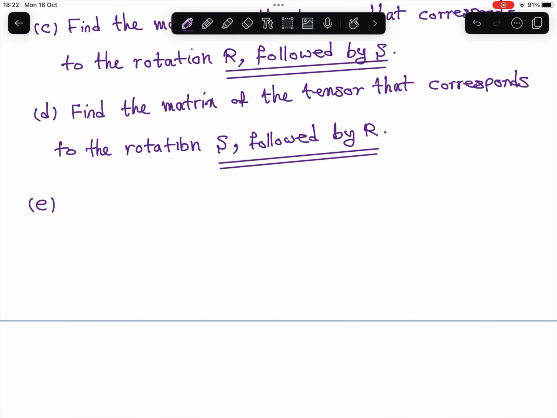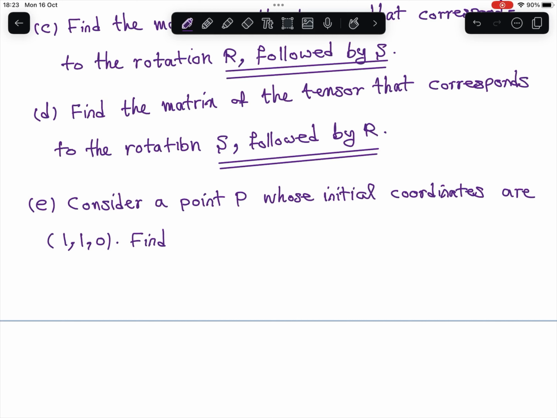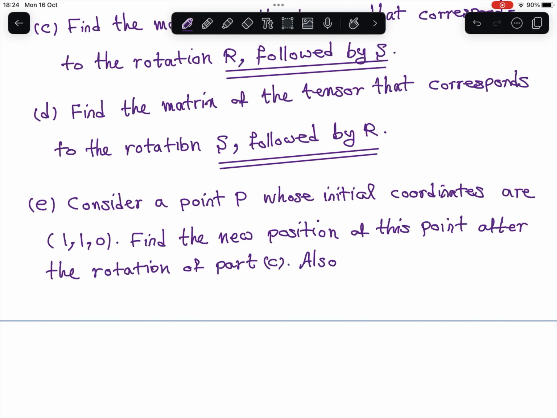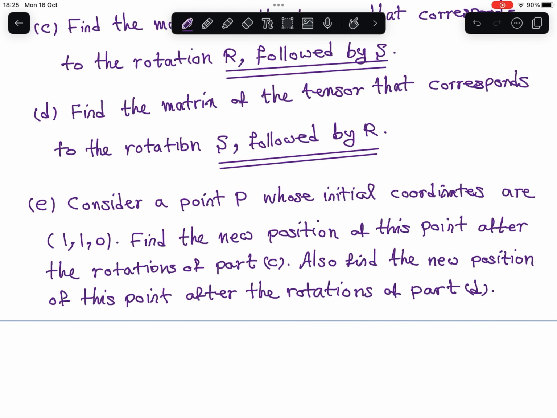Consider a point P whose initial coordinates are 1, 1, 0. Find the new position of this point after the rotations of part C. Also, find the new position of this point after the rotations of part D.